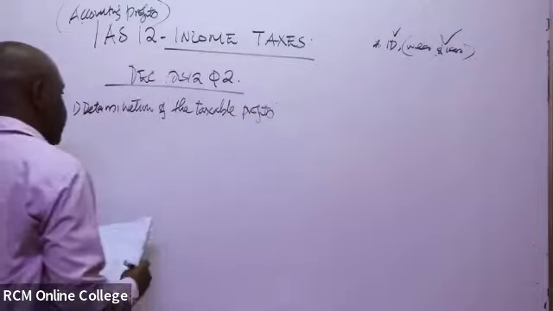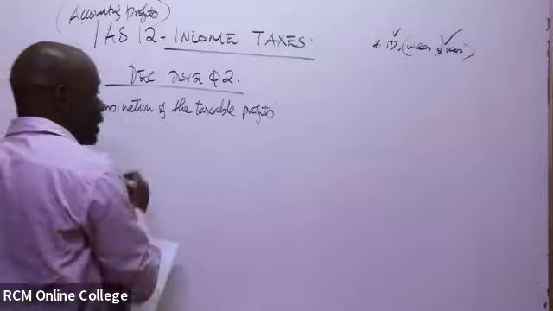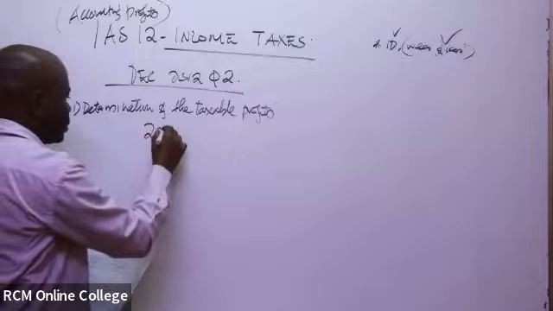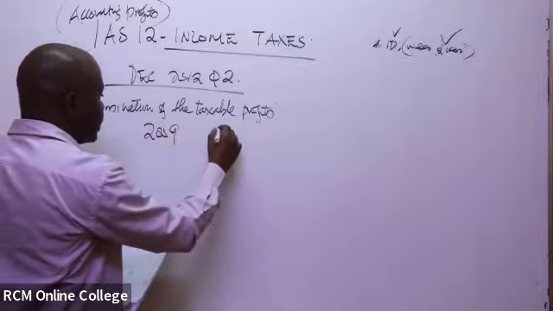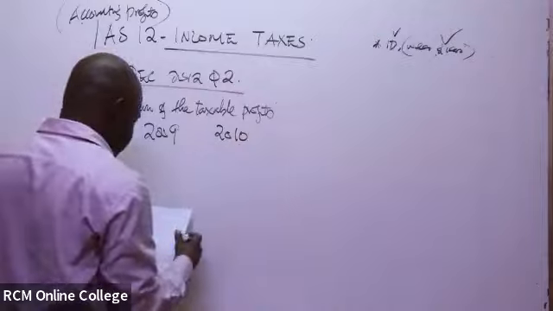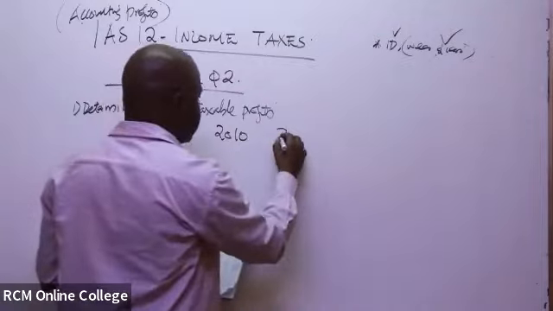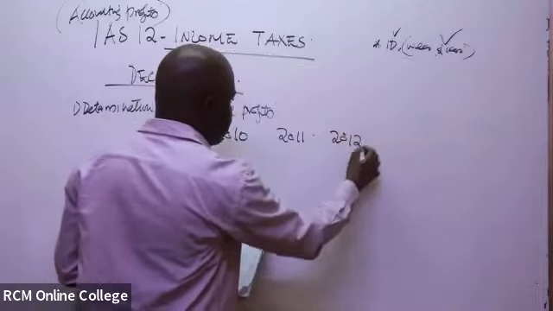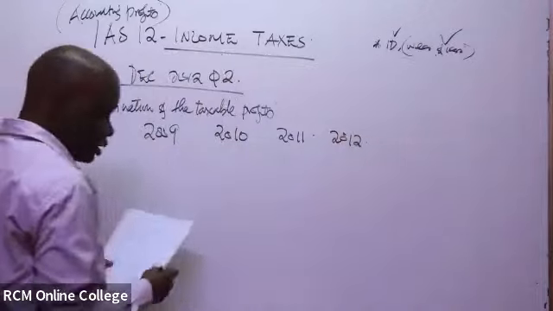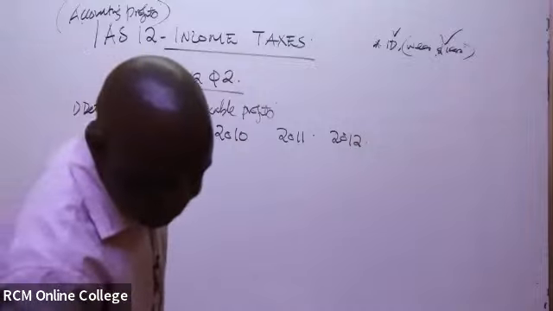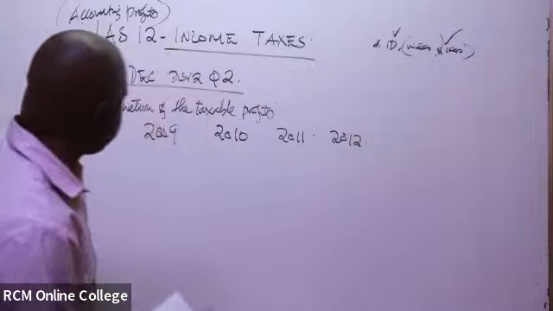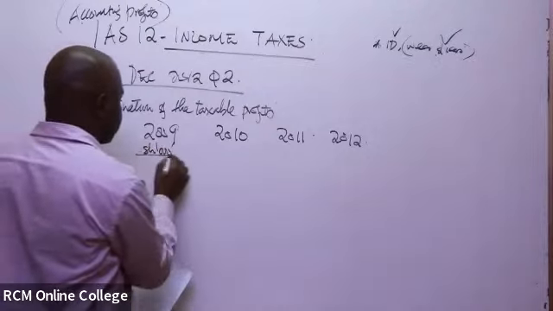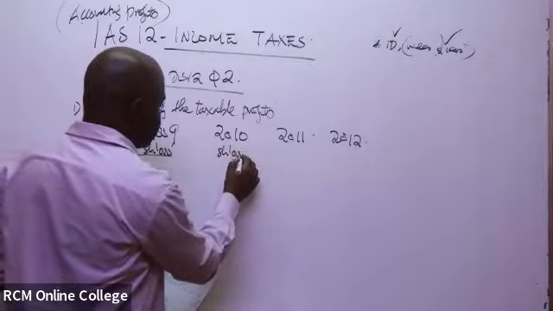Determination of the taxable profit. So we have 4 years there: 2009, 2010, 2011, and 2012. Hope you people are able to see. Our figures are in thousands, so we can put them in thousands.